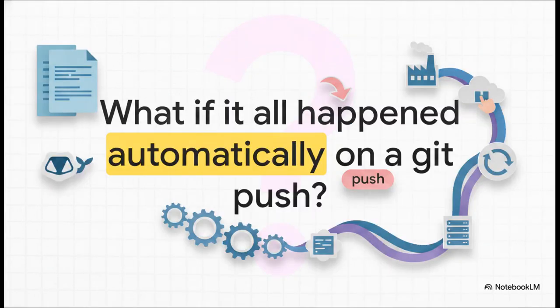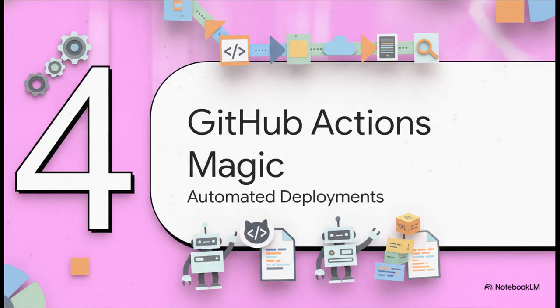Okay, so we have our code, and we have our Dockerfile. But as we just discussed, running all this manually is a huge pain. So what if all of this manual server management, the building, the pushing, the server restarts, what if all of that happened automatically on just a single git push command? Section 4. GitHub Actions, automating the magic and writing the deployment workflow.